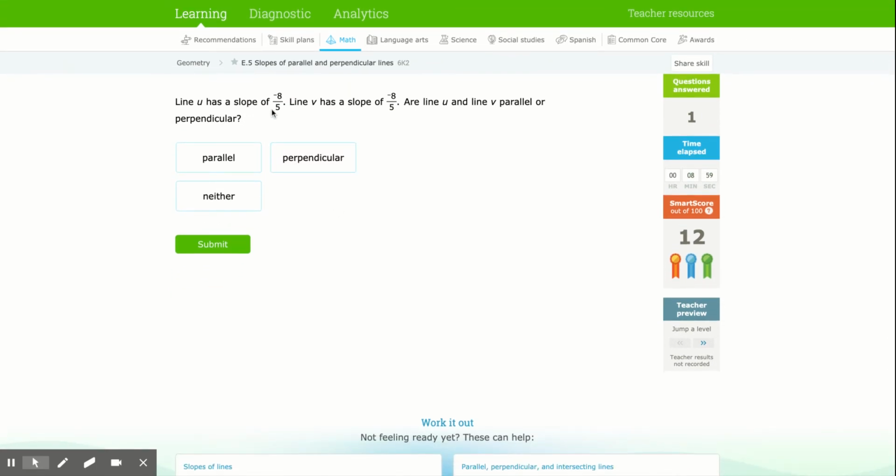So line U has a slope of negative 8/5. Line V has a slope of negative 8/5. Are lines U and V parallel or perpendicular? Since they're exactly the same slope, they're parallel.